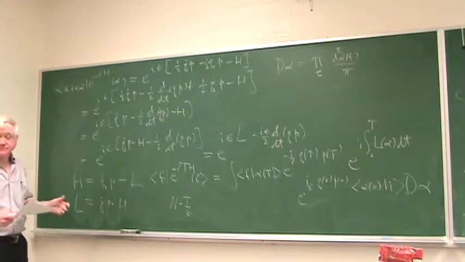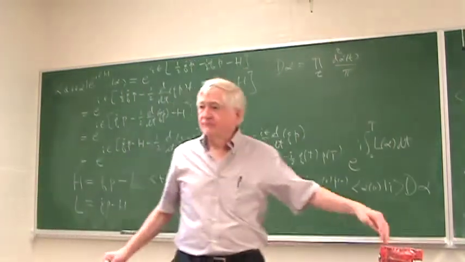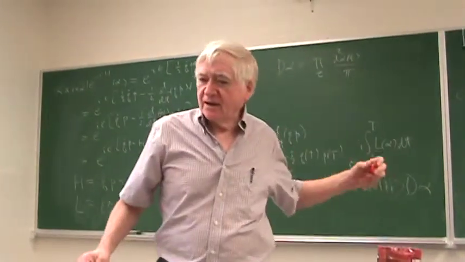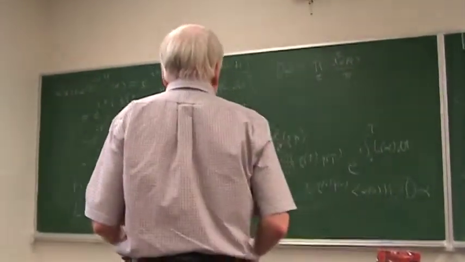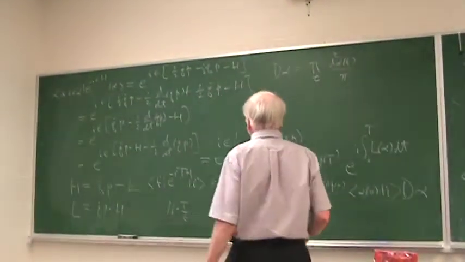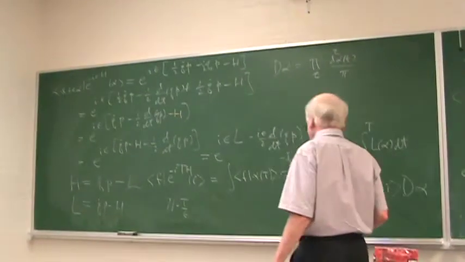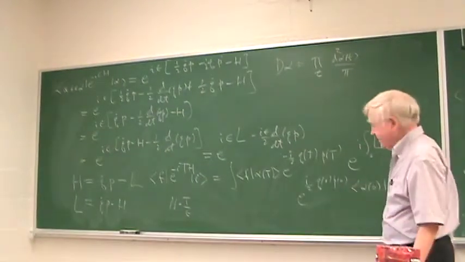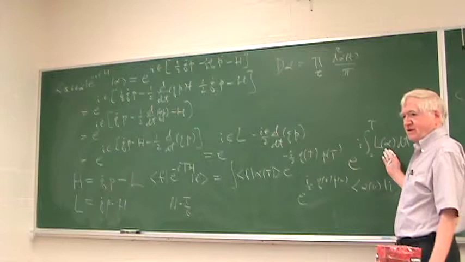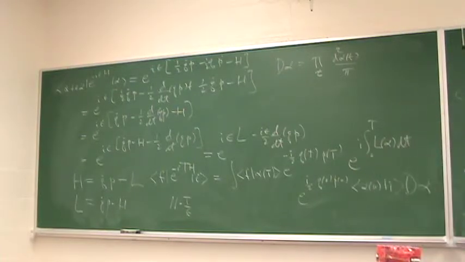Is there a reason why you switch back to L of alpha? Well, just because everything's alpha. But it could have been L of P and Q. The way you go from L of alpha to L of P and Q is that alpha is 2 plus I P over root 2.